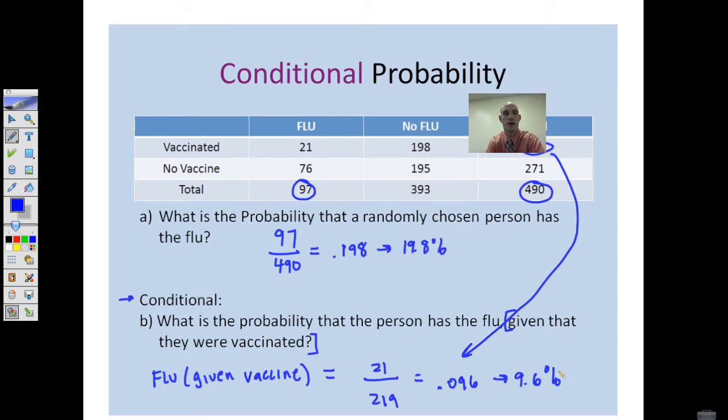Researchers would use this to compare and they'd say, does the probability of getting the flu go down if you're vaccinated? Well, it would seem so in this small sample set because you only have a 10% chance of getting the flu compared to a 20% chance thereabouts overall.